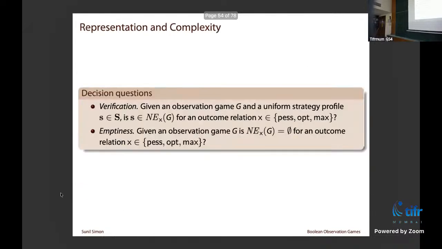The other thing is, let me just mention these decision questions, which is where I started. I'll just mention this and I stop. So another 5 minutes is okay. These are the two questions: verification, which is given a uniform strategy profile, and for whatever the decision rule is, I want to check whether the profile is an equilibrium. And the equilibrium check is the same thing, but I want to check the set of Nash equilibria for whatever the decision rule is. So what we can give are some tight bounds for the max decision rule.